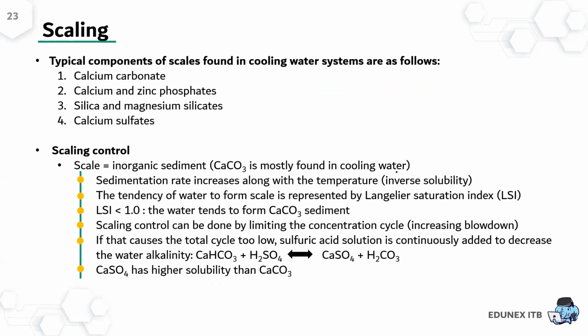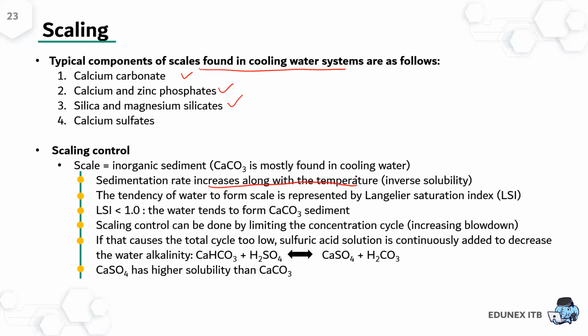Moving on to the next topic, scaling. Typical components of the scales can be found in cooling water. We have four components: calcium carbonate, calcium and zinc phosphate, silica and magnesium silicates, and calcium sulfates. Scaling is commonly generated due to the presence of inorganic sediments. One of them is calcium carbonate, mostly found in cooling water, and the sedimentation rate increases along with the temperature.